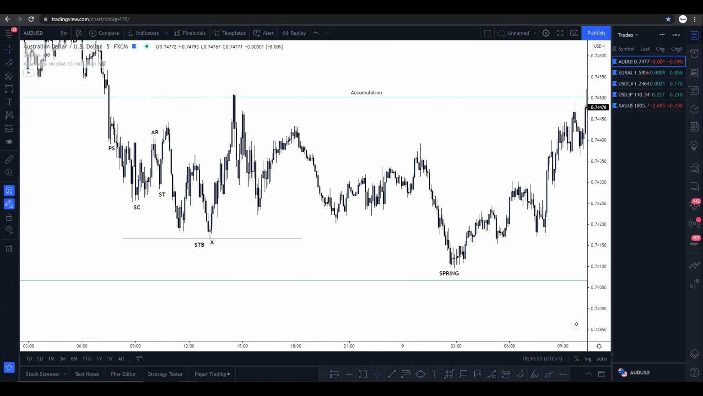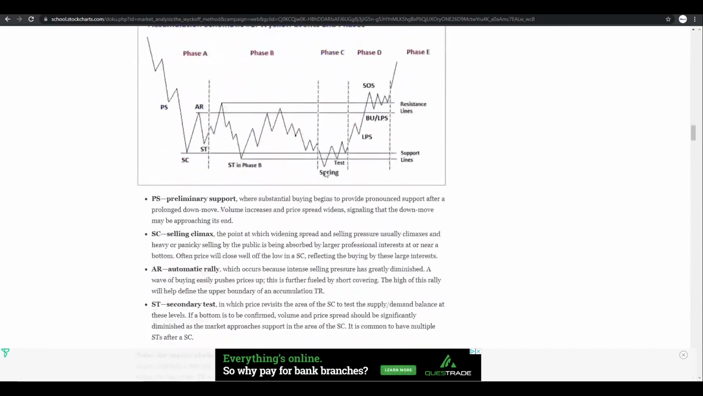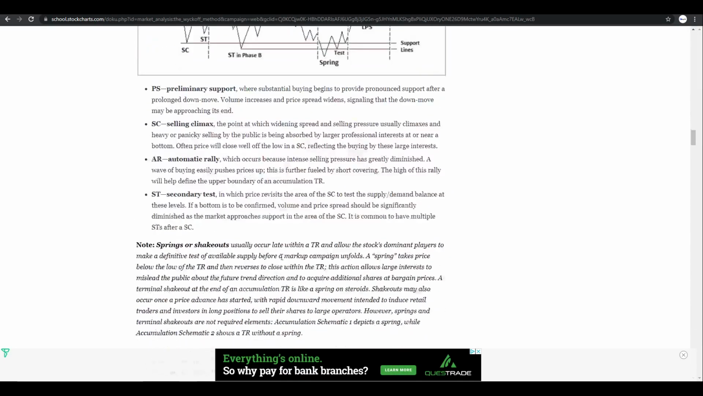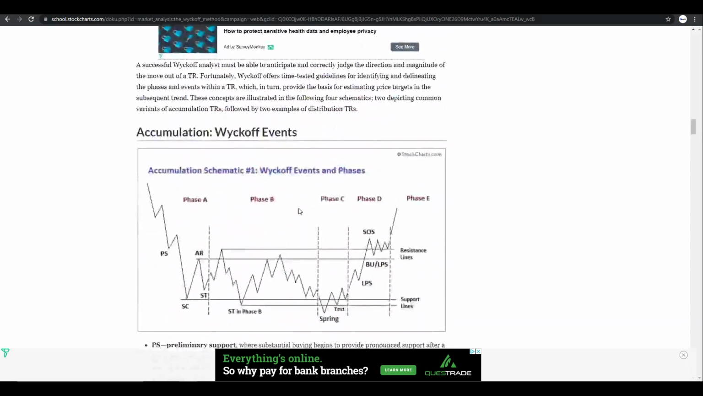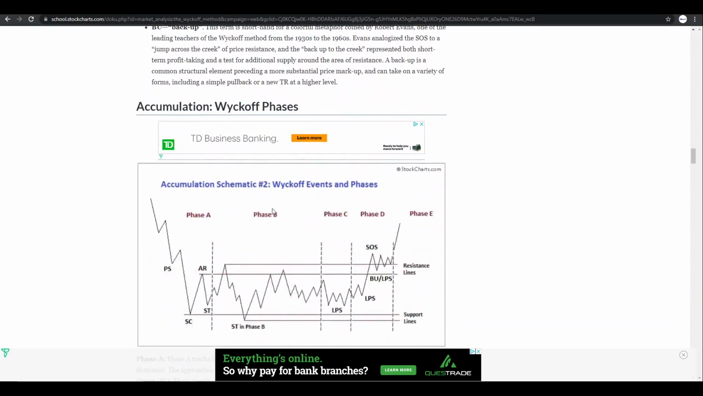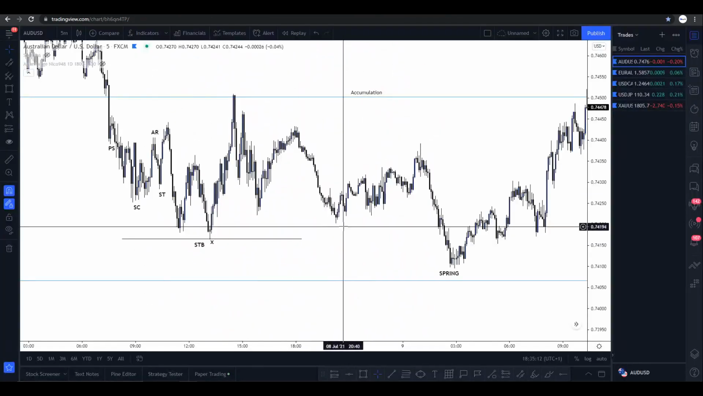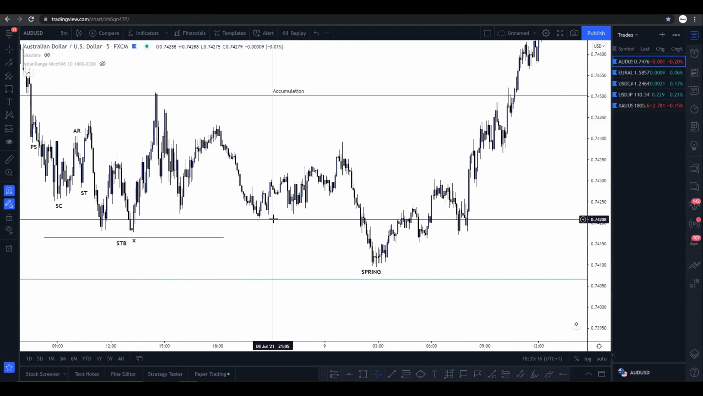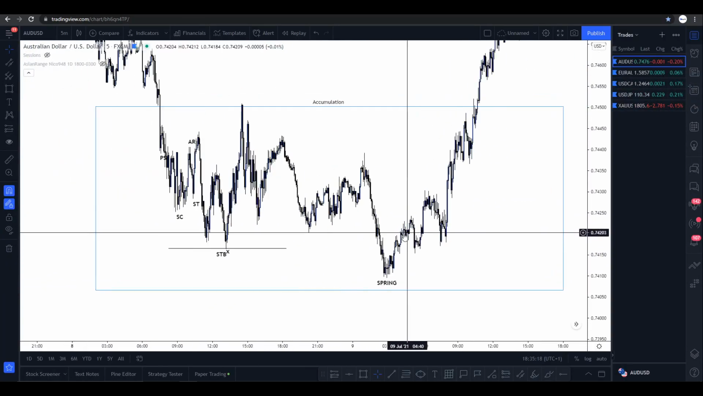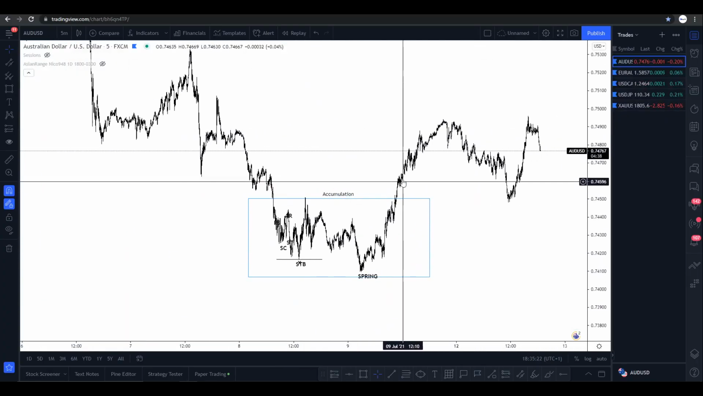This move took all that money, and right after the ST in phase B, you're followed by a spring right here. Some might say, why does this one not have a spring while this one does? It's just because there's different types of Wyckoff accumulation schematics. This one in this case doesn't have a spring, but it's the same, and this one does. In this case we have the type 1 schematic, which is the one with the spring, and we can see after the spring we see a major move up that broke a ton of structure.